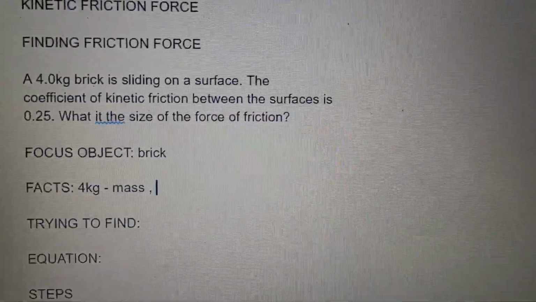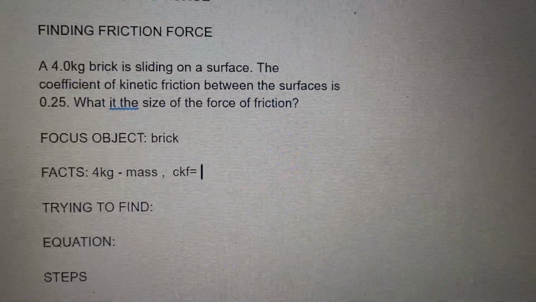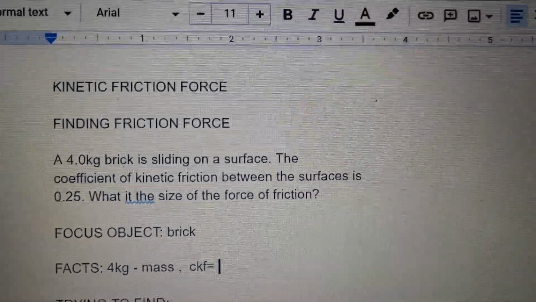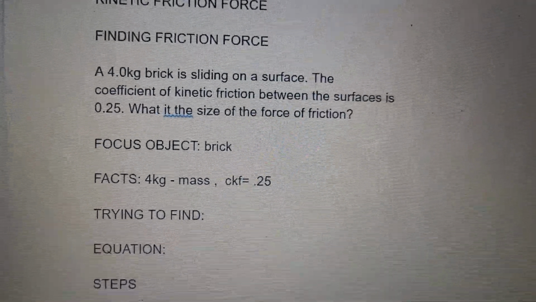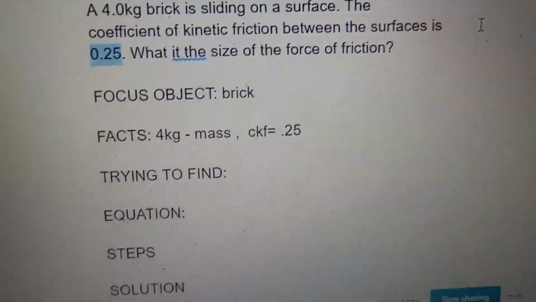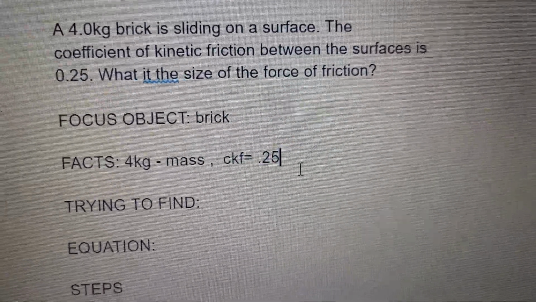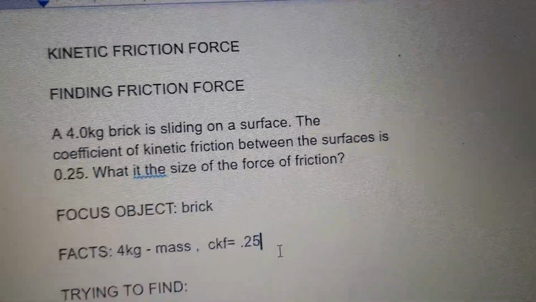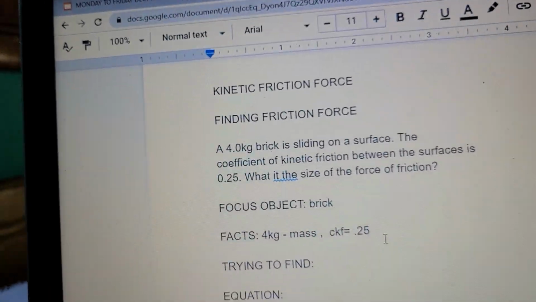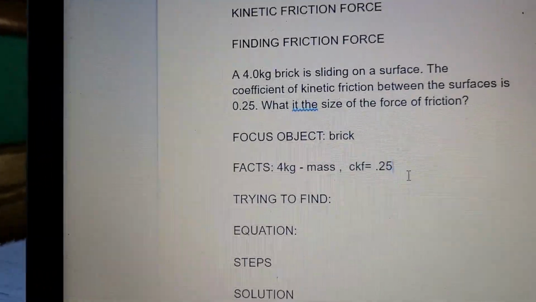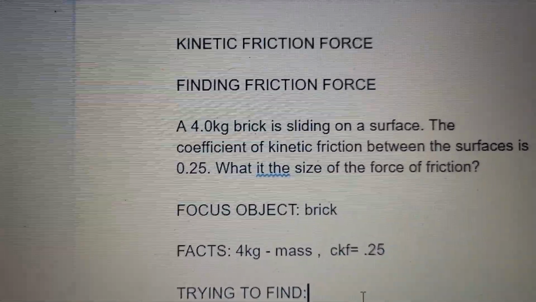Okay, now we know that the coefficient, I'm going to write CKF. CKF is going to be short for coefficient of kinetic friction, is 0.25. It's stated there. Is there any other facts that we need? So now, looking at this, is there any other facts that we need? Any other facts about the brick that we need to know or care about? Absolutely not. You're right. There is no other facts. It's only given to us right now. The mass of 4 and the coefficient of kinetic friction is 0.25. Now, what are we trying to find?